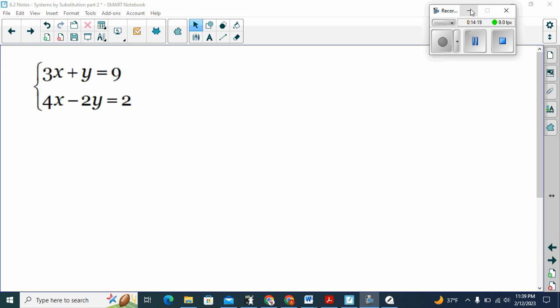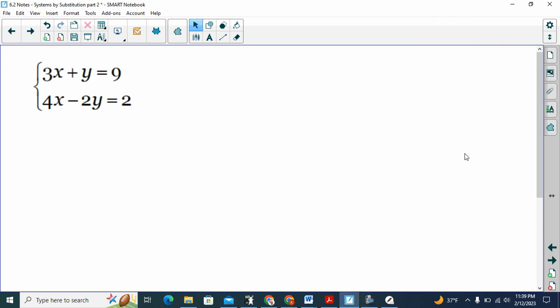That's our last example problem, example 6. And again, it looks a little bit different. We're still solving by substitution. And we have 3x plus y equals 9 and 4x minus 2y equals 2. Notice this one's different in that neither one of the equations says x equals or y equals. They're both in standard form. We have x and y on the same side of the equal sign in both equations.